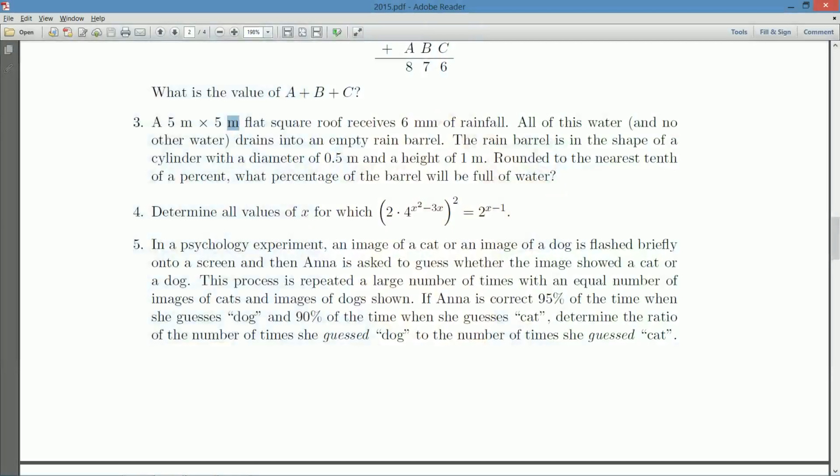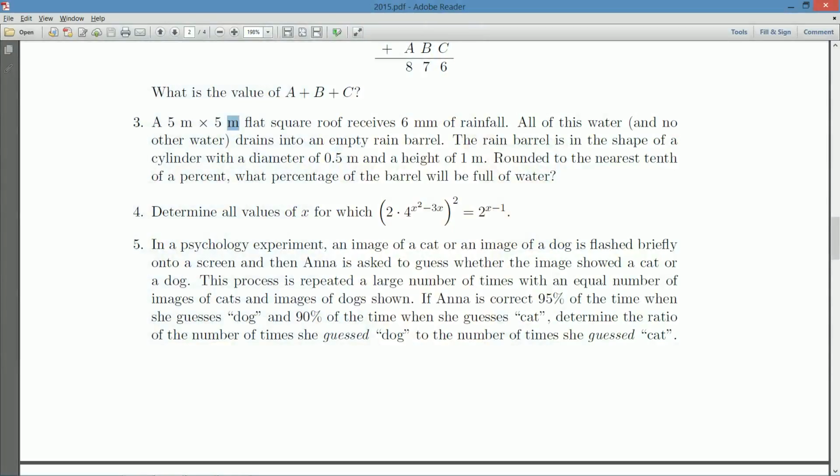There's 1,000 millimeters in a meter, for those of you who happen to be watching from America who use a different unit system. So we'll have 5,000 millimeters by 5,000 millimeters and 6 millimeters of rainfall. That way we can start talking about how much rainfall, so how the volume of water. So millimeters cubed would be our units for volume there. Okay, well, let's get back to the question. That's just something I noticed right off the bat. Got to remember to convert my units.